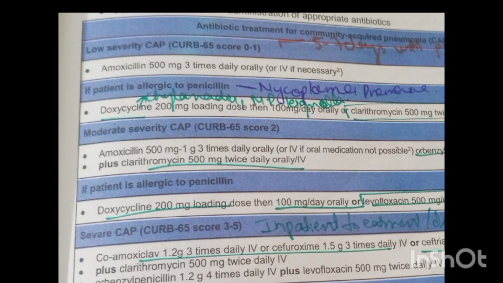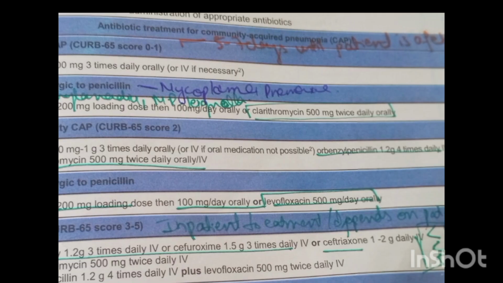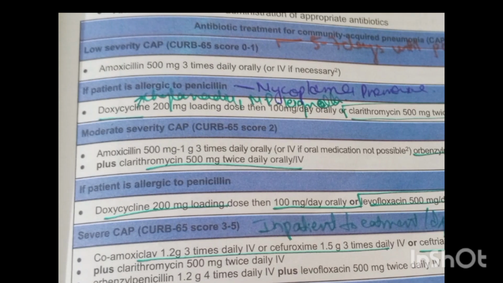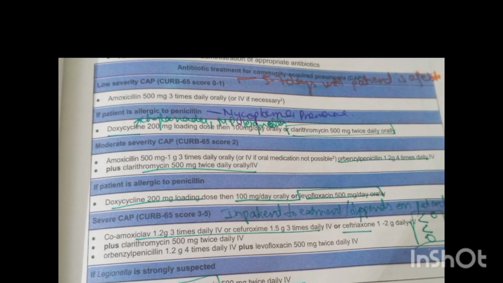If there is severe community acquired pneumonia, we give co-amoxiclav 1.2 gram 3 times a day, or we can give cefuroxime, or ceftriaxone 1 to 2 gram daily, plus clarithromycin 500 milligram daily, or benzyl penicillin 1.2 gram 4 times daily. If we suspect Legionella, then we consider levofloxacin 500 mg twice daily IV. You can take a screenshot of it, this is a very beautiful table.